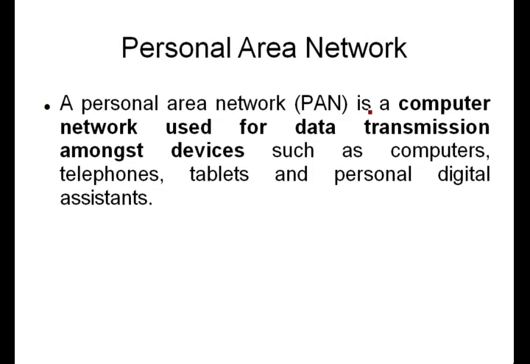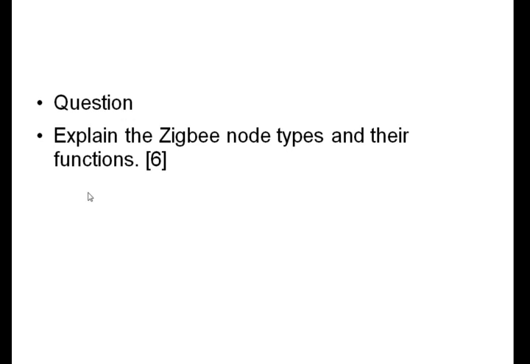Now, what is a personal area network? Many times we hear this term. A personal area network is communication between devices such as computers, telephones, tablets, and personal digital assistants. It is a computer network used for data transfer, actually for personal use. Now let's see the question.